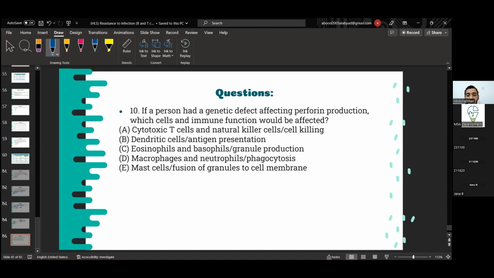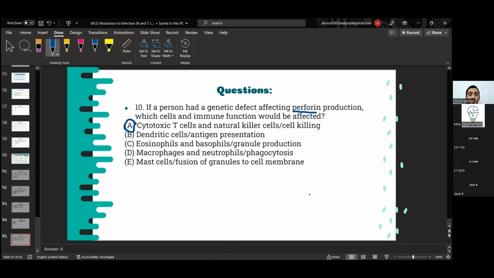If a person had a genetic defect affecting perforin production, which cells and immune function would be affected? And then there's a follow-up question for you guys. What is the function of perforin? If you guys are right, you got the question. It's A. Follow-up question, what is the function of perforins? Yep, makes the holes. You guys are right.